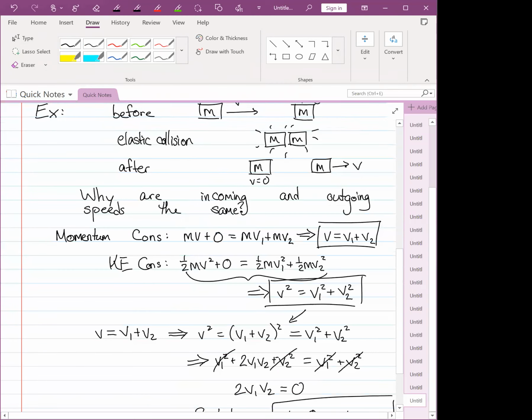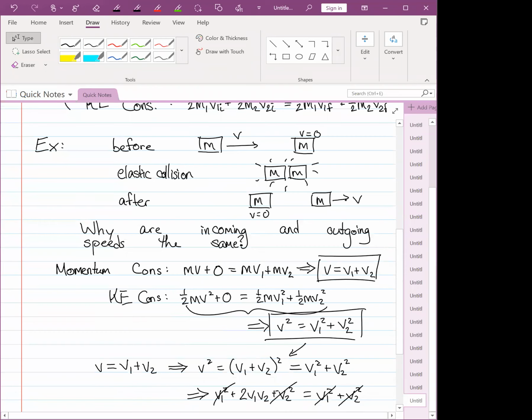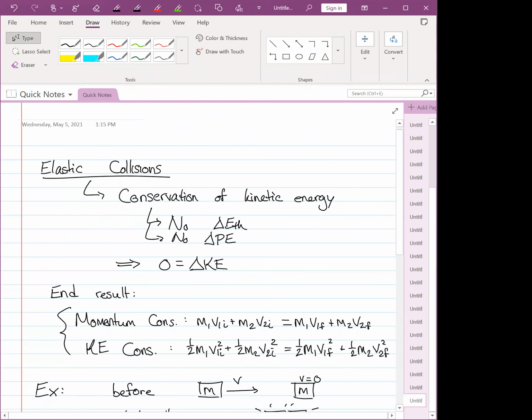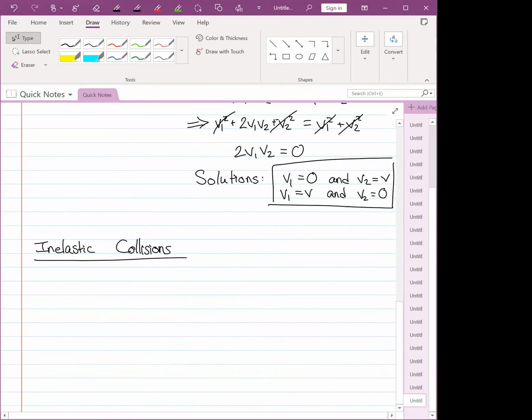The difference between an elastic collision and an inelastic collision is that in an inelastic collision, the internal forces are not necessarily conservative, which means that we cannot say that there's no change in thermal energy. So for inelastic collisions, there generally will be a change in thermal energy. And because thermal energy generally only ever goes up, like you take away kinetic energy and convert it to thermal energy, the final kinetic energy will be smaller than the initial kinetic energy.